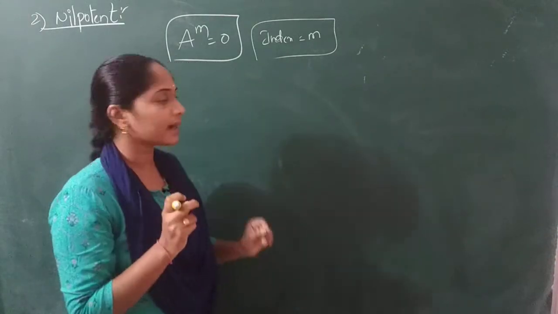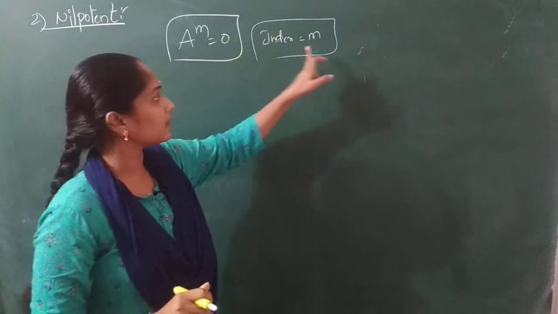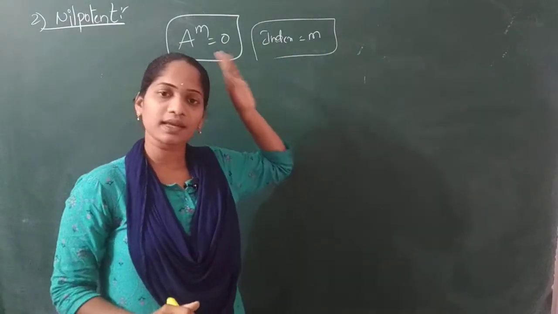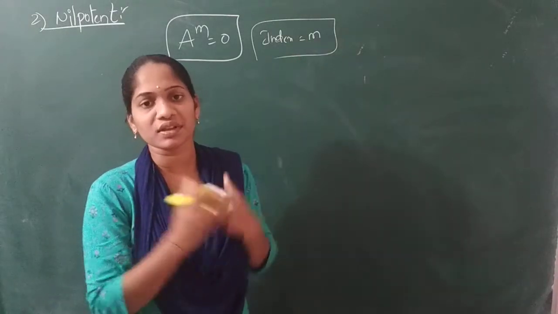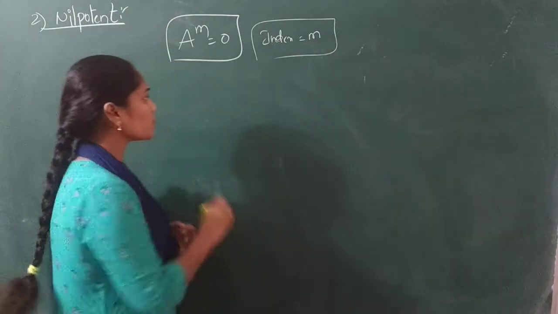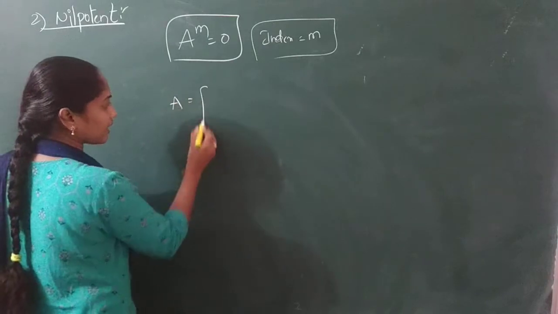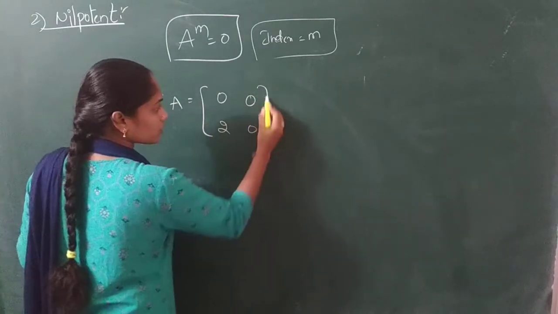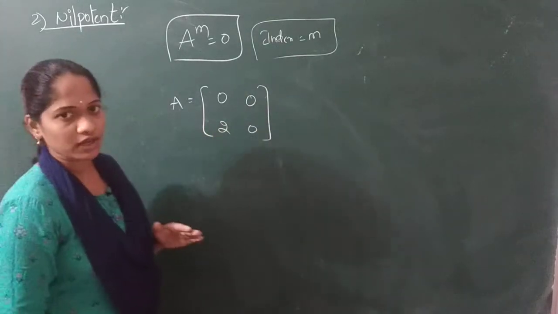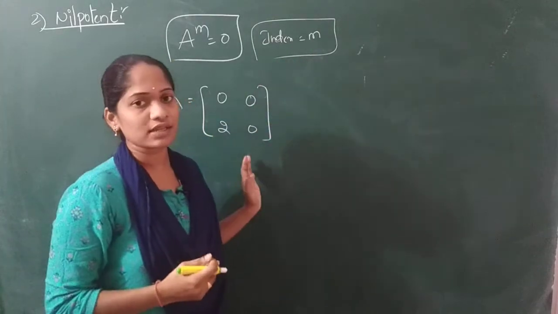So wherever A square equals 0, then the index is set to be 2. If A square equals 0, then the index is 2. If A cube equals 0, then the index is 3. Let's see a small example. If you take A equal to 0 0 2 0, this is your A. Now you have to check for what index this A is going to be 0.